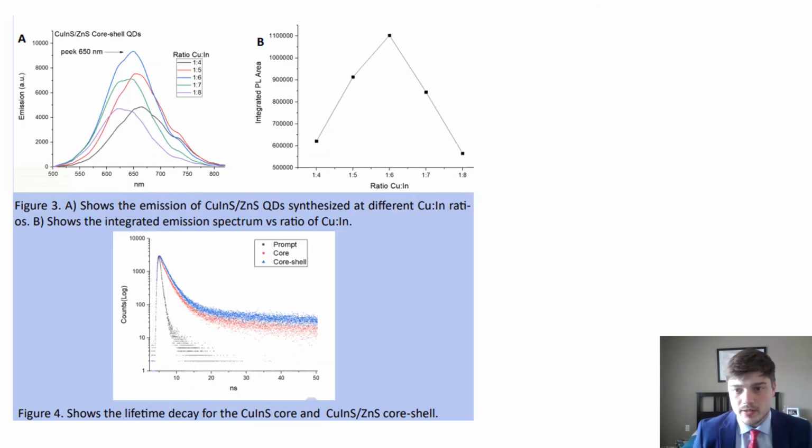So the next thing we decided to look at was what is the optimal ratio to synthesize these with to give you the best photoluminescence. You might be interested in this for applying them to solar cells or LEDs, so this is something that you may want to know.